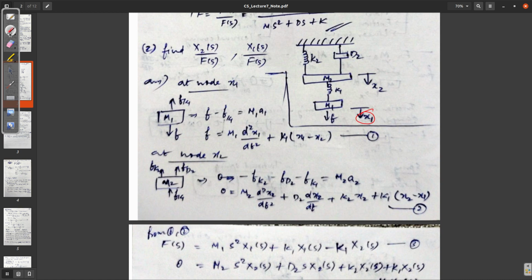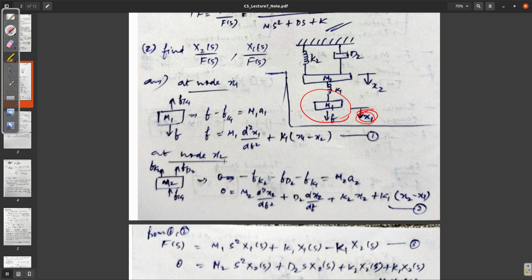Okay, considering x1. So at x1, node at x1, this one, what is happening? We have a force F downwards, and the spring applies a force upwards, that is Fk1. So F minus Fk1 is equal to m1a1, F is equal to m1 d squared x1 by dt squared plus k1 into x1 minus x2. This is our first equation.